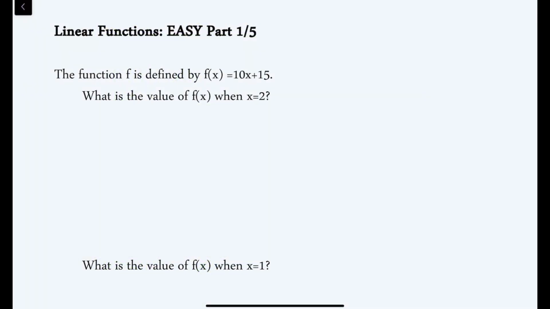Welcome to SAT Prep. Topic is linear functions. Difficulty level is easy. The function f is defined by f of x is equal to 10x plus 15. What is the value of f of x when x is equal to 2?